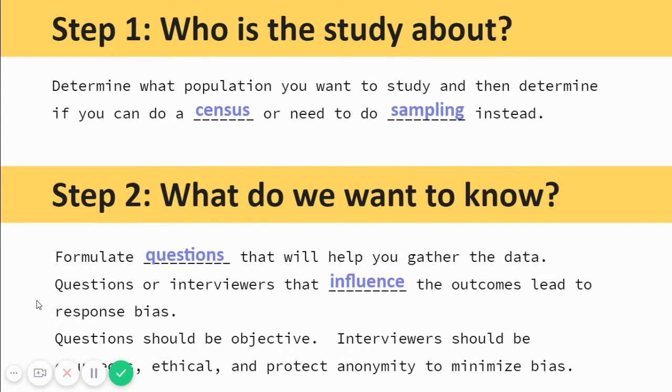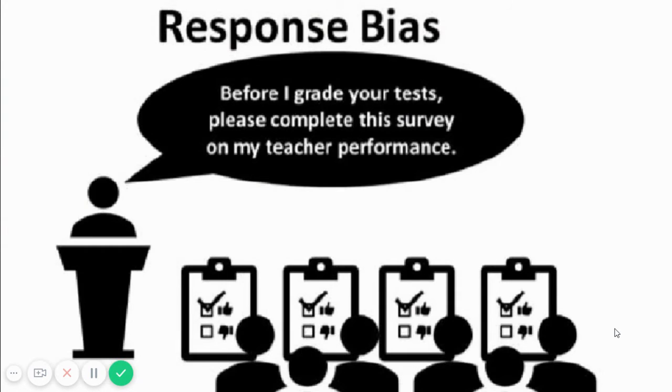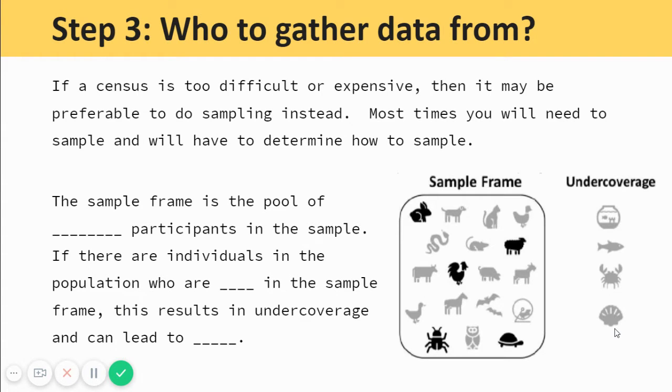Tone of voice can make a difference. Wording makes a difference. Everything makes a difference. Questions should be objective. We should be very, very careful to minimize bias. We are good researchers. Here's an example of response bias. Before I grade your test, complete this survey on my performance as a teacher. Yeah, are you going to give me a bad review before I've graded your test? I think not.